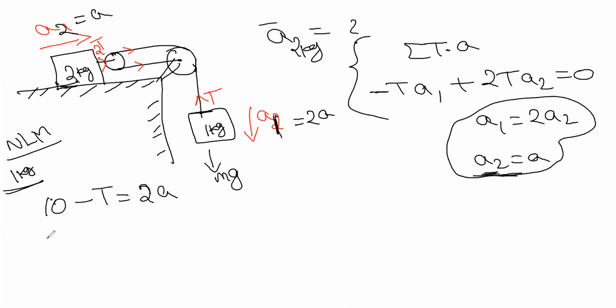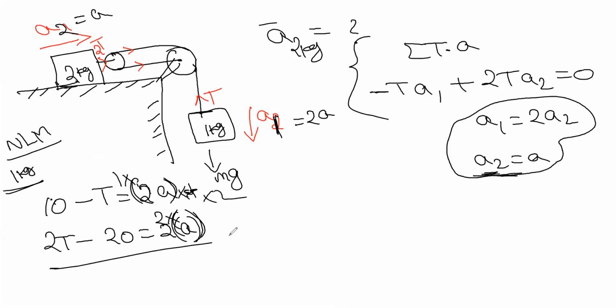Now for the 2 kg block, tell the equation. 2T minus 20 is equal to mass of the body into acceleration. Here 2 is the mass of the body and A is the acceleration. For the 1 kg block, 1 is the mass of the body and 2A is the acceleration. Then we will just multiply and calculate. Understood this one?